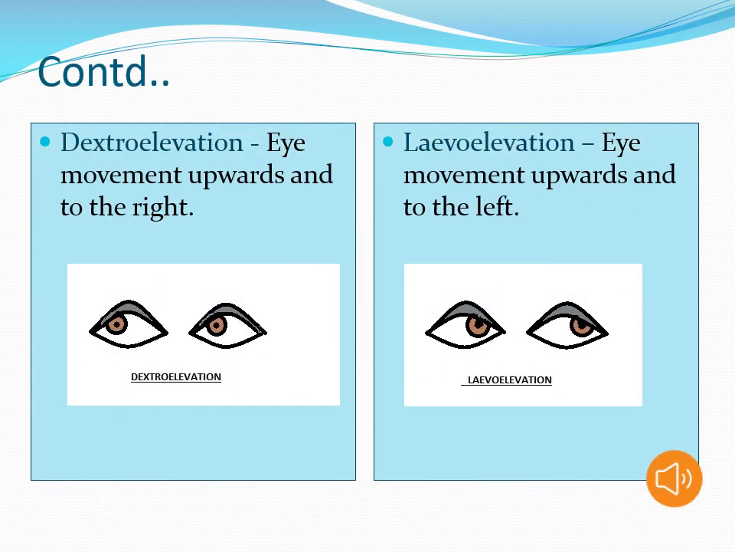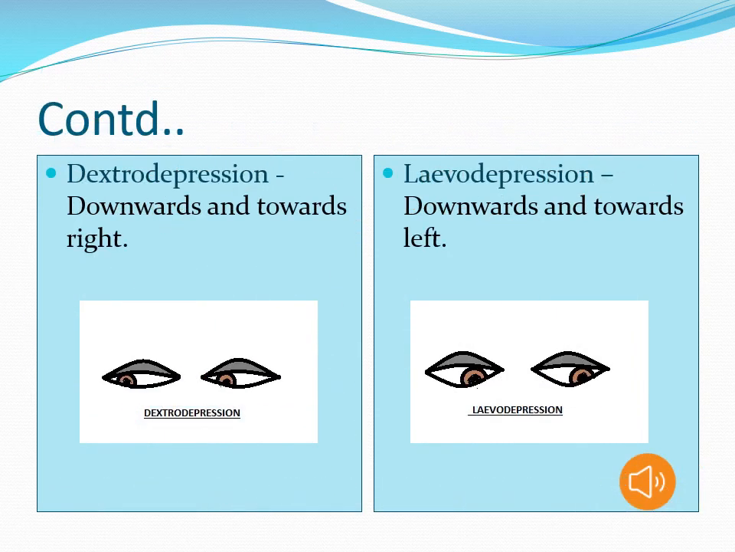Dextroelevation. Again, elevation means upwards. So this movement is upwards and towards the right. Similarly, levoelevation, eye movement upwards but towards the left. Dextrodepression, downwards and towards the right, and similarly levodepression, downwards and towards the left. I suppose this is very easy to understand. There's nothing complicated here.